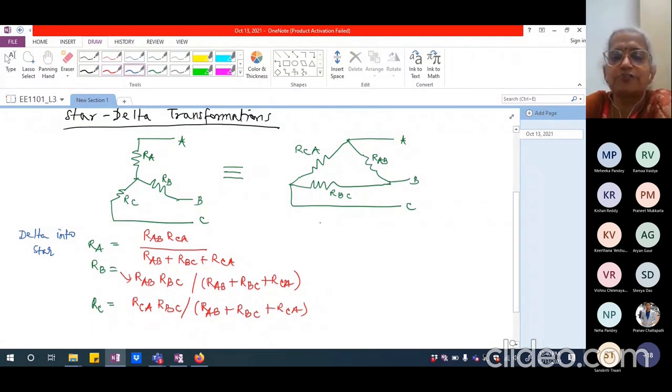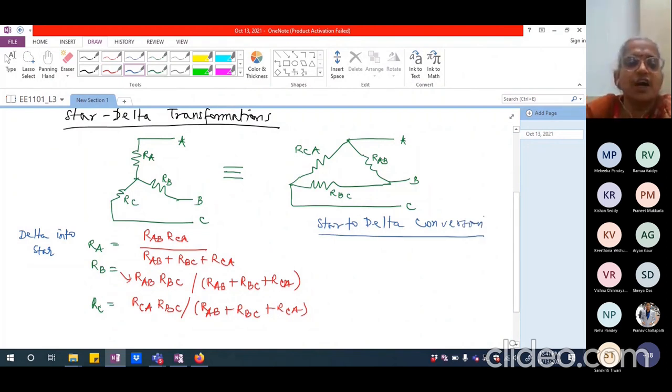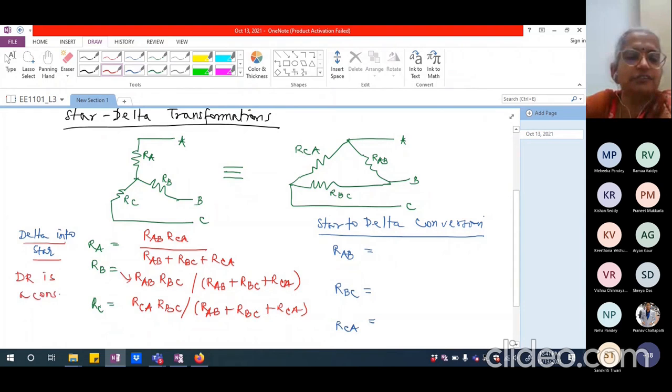Similarly, I should be able to write the expression for star to delta conversion. So what I mean is, if I am given star resistances RA, RB, RC, how do I convert that into RAB, RBC and RCA in terms of equivalents. So I have to first write an expression for RAB, then for RBC, and then for RCA. Whenever I do delta to star conversion, generally the denominator is a constant. I remember it this way: delta to star conversion, the denominator is a constant, and for star to delta conversion, the reverse is true, which means the numerator is a constant.